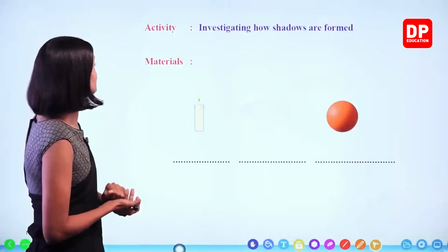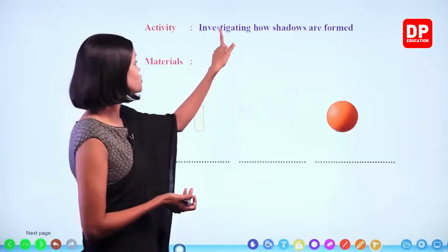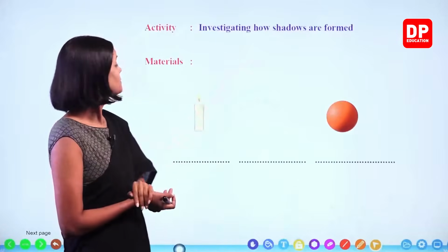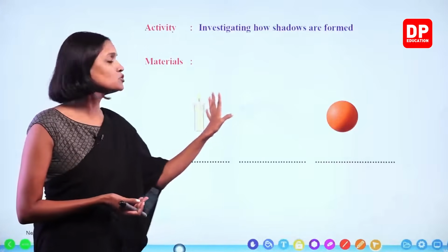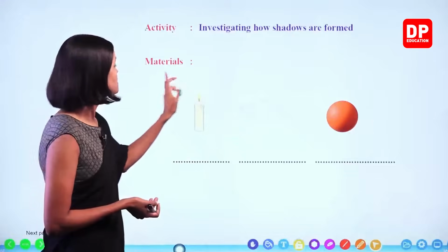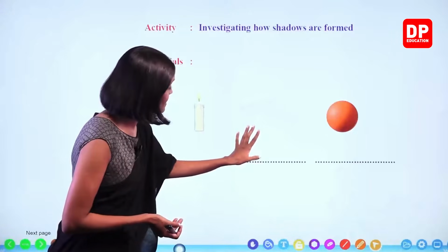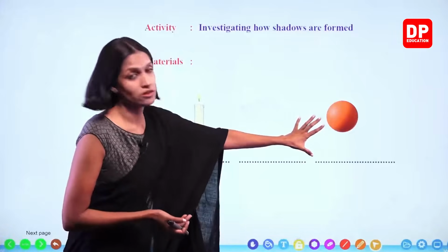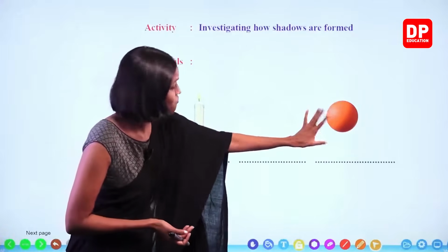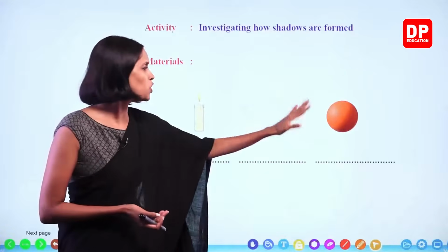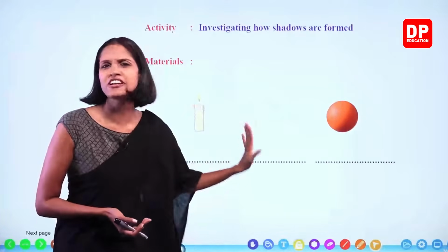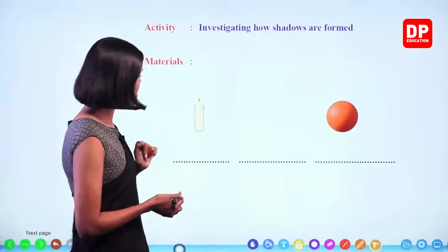So the activity is investigating how shadows are formed, okay? So what are the things we need to do this activity, children? So we need a lighted candle, and we need a white color screen, and we need a small ball or any other object is also fine. So this activity you all can do at home very, very easily, okay? So let's write this.